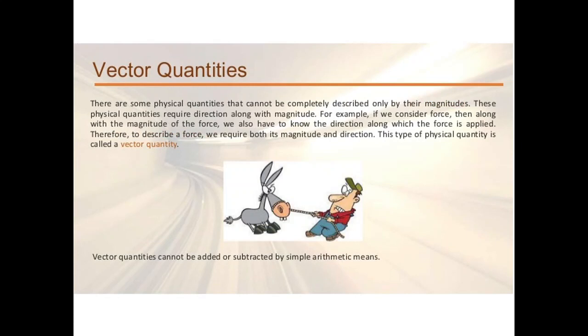Another one is your vector quantity. Now in case of vector quantity, there are certain physical quantities which can only be explained if the direction is mentioned. They cannot be described using only their magnitude. So these physical quantities which require direction along with the magnitude are known as vector quantities. Like force. Here an example is given. See, a donkey is being pulled by a person. So the force is being applied towards the person. This type of quantity is known as vector quantity, where the direction is also of equal importance to express it.